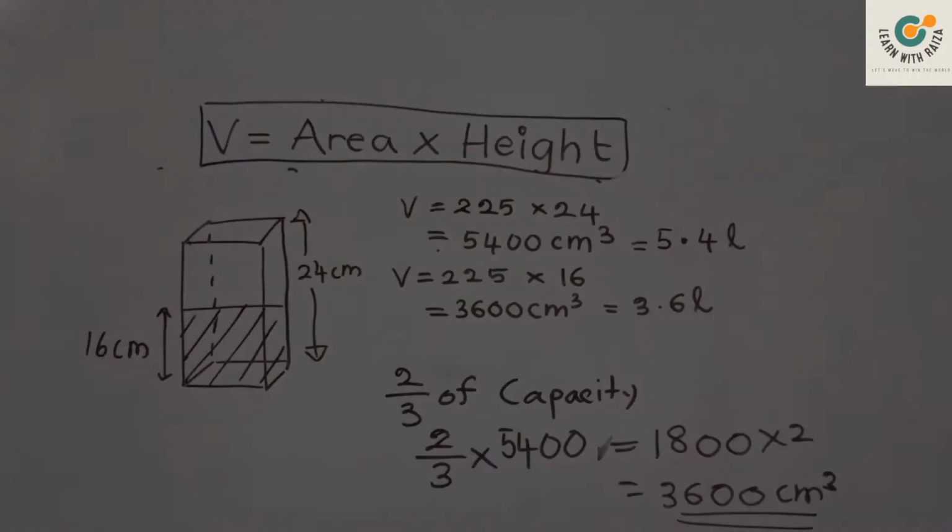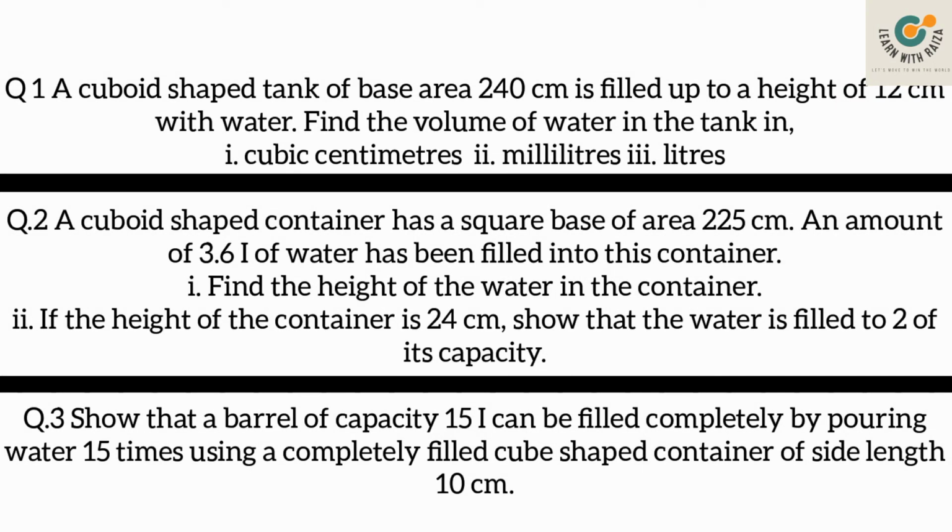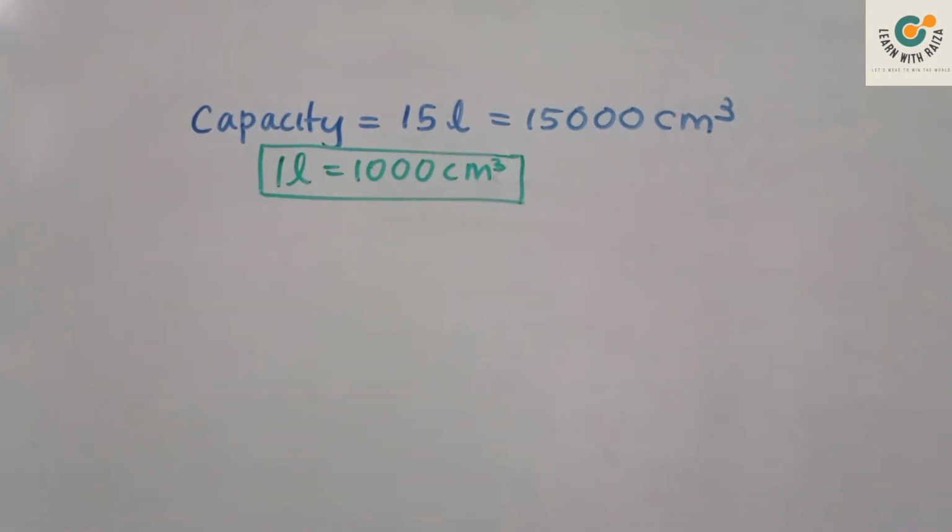Show that a barrel of capacity 15 liters can be filled completely by pouring water 15 times using a completely filled cube-shaped container of side length 10 centimeters. So we are going to fill a big barrel 15 times from a small cube-shaped container. The question says the barrel of capacity 15 liters can be filled by pouring water 15 times using a cube-shaped container of side length 10 centimeters.